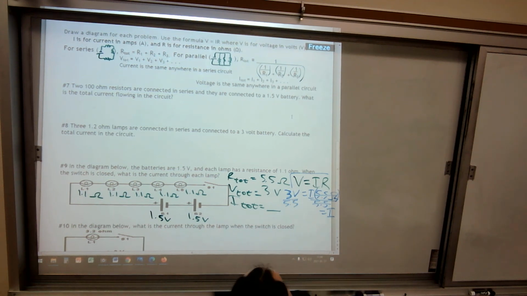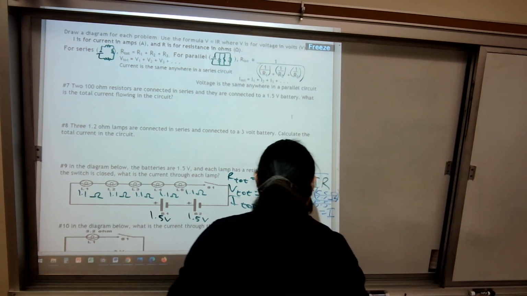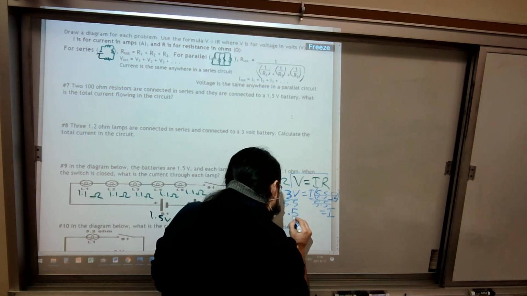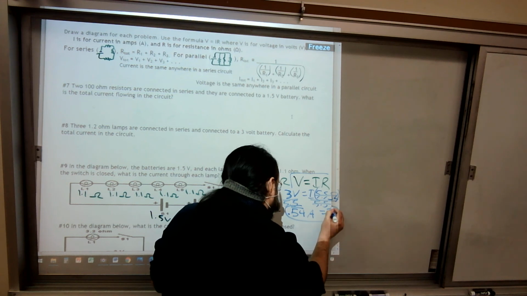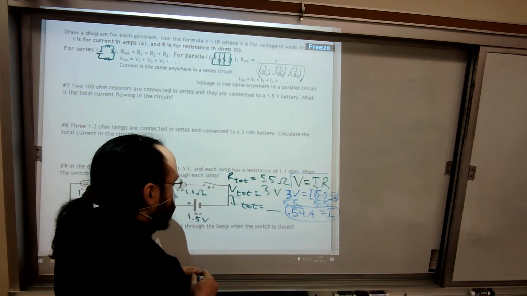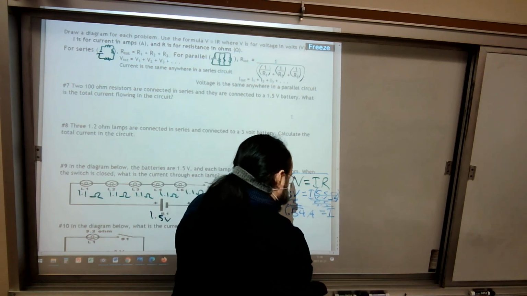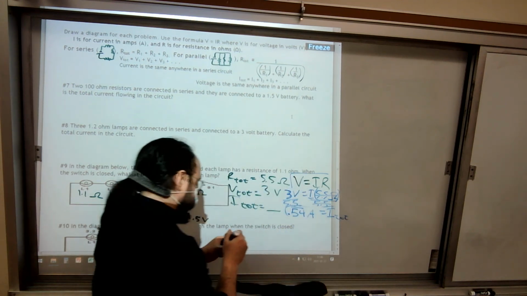3 divided by 5.5. Wish I could remember what that is, but I can't. Oh, that's right, 0.54, thank you. So I got 0.54 amps, and it's 0.54 repeating. Oh, that's not the current across each bulb, that's not what it asked for. That's the total current.